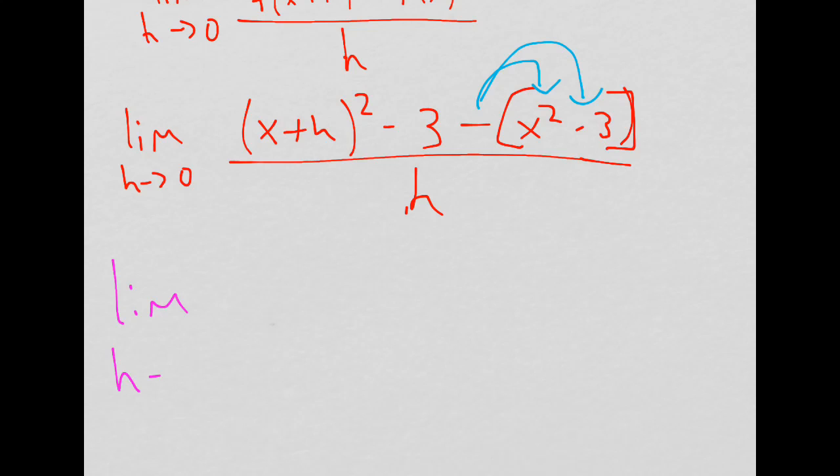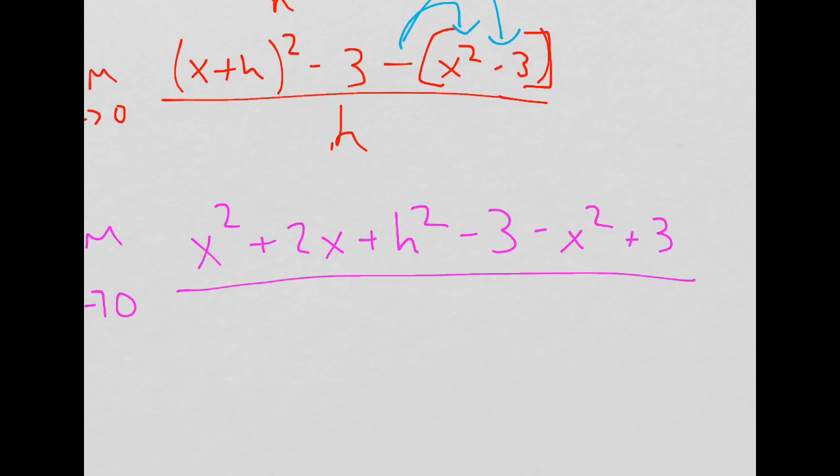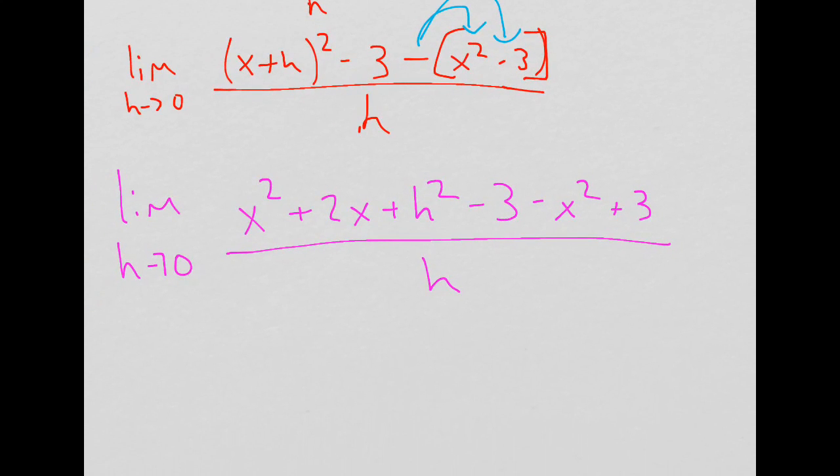So the limit as h approaches 0. When I foil this top out, y'all can foil it out however you want to. It's going to be x squared plus 2x plus h squared. Alright, then that's that. So then I've got minus 3. And then minus, because I distribute this negative out, so minus x squared plus 3. And everything is over h. This should be 2xh.